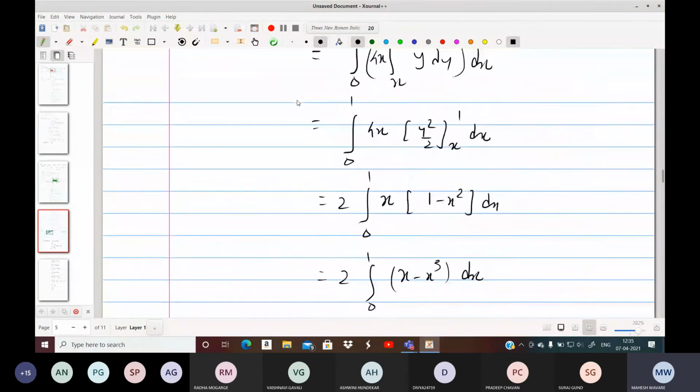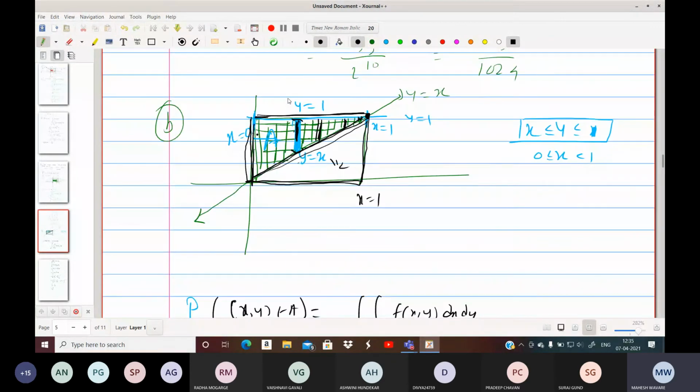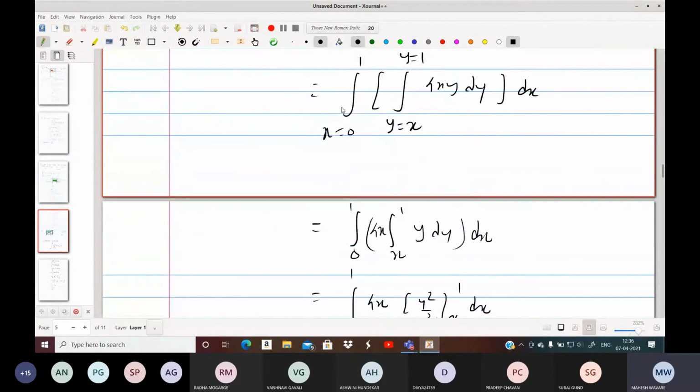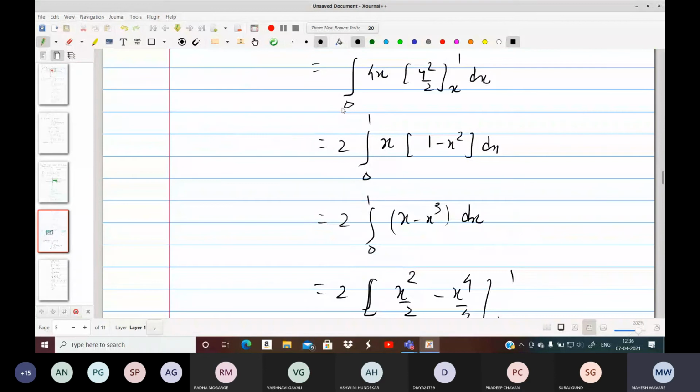One can do it for y less than x. If y is less than x is mentioned, then your strip will be here. And the strip has limits: y is 0 here on the x-axis, and here y is x. So we have to integrate from 0 to x. And this strip moves from the region x equal to 0 to x equal to 1. Here the value of x is 1. Similarly you get half as this, and the total is 1. So in this way you can integrate it.